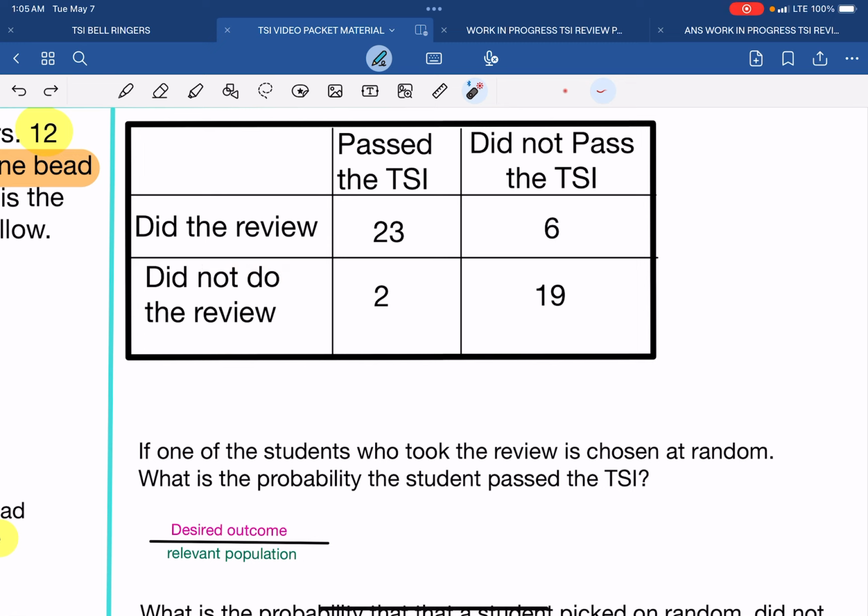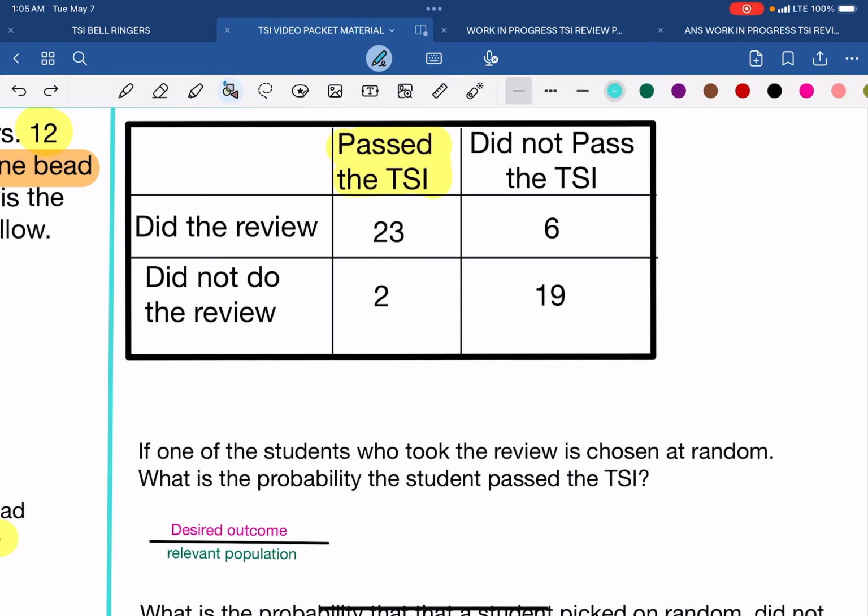Did not do the review. Right, so we have this information. So let me ask you a couple of questions that you should, when you look at this data, want to ask yourself. When you look at other data, you might want to ask yourself more questions. For instance, in this case, I'm going to ask myself, how many passed the TSI in total?